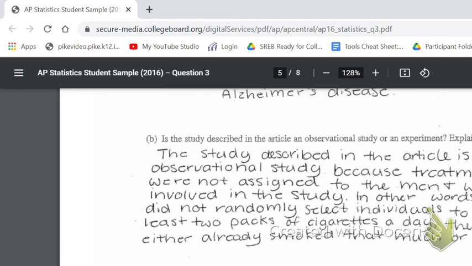The study described in the article is an observational study because treatments were not assigned to the men and women involved in the study. In other words, an experiment did not randomly select individuals to smoke at least 2 packs of cigarettes a day. The participants either already smoked that much or didn't. Yes, this received an essentially correct. They talked very specifically about what it would look like had it been an experiment, what the treatments would have been, and then stated that the researchers did not randomly assign people to those conditions.